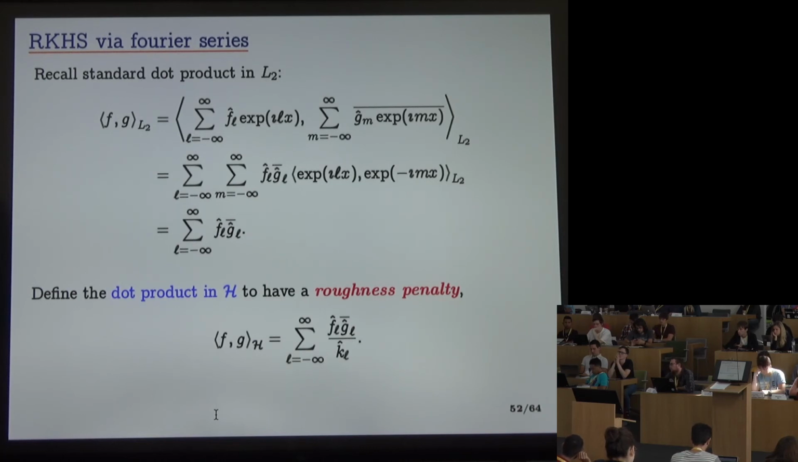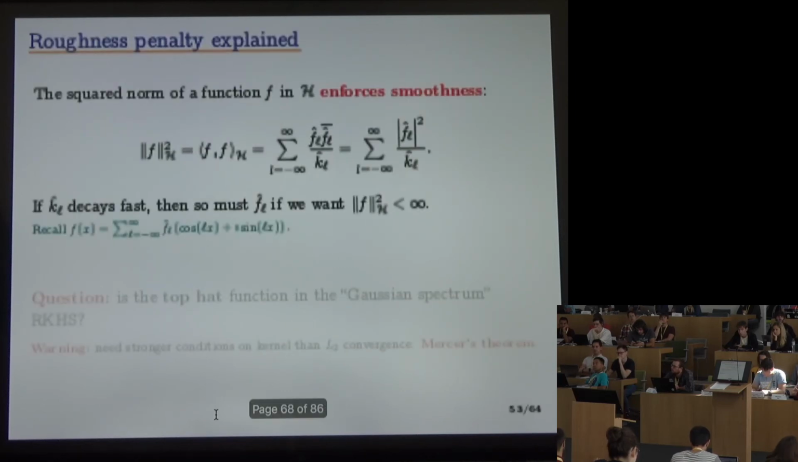the reproducing property. Remember the reproducing property. That's a property that says that the dot product of f and the features of x had better be f evaluated at x. And the dot product between features of x and features of y had better be the kernel between x and y. So I've specified a dot product here. Does that dot product satisfy those two properties? I don't know, let's find out.